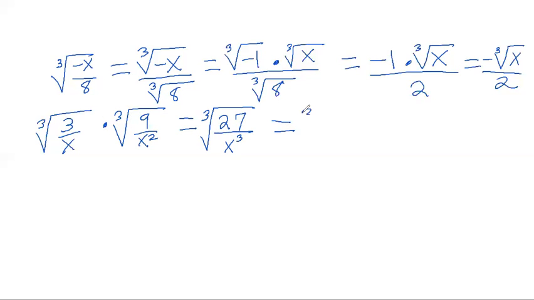And now we can treat them separately, like this. The cubed root of 27 over the cubed root of x cubed. Well, the cubed root of 27 is just going to be 3, and the cubed root of x cubed is just x. So the answer is 3 over x.